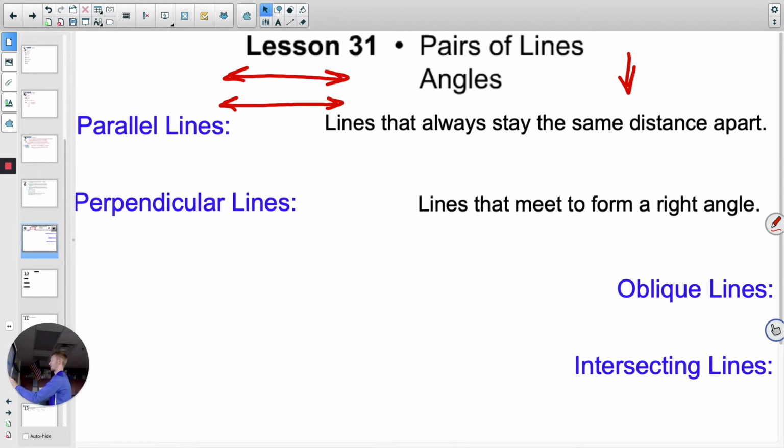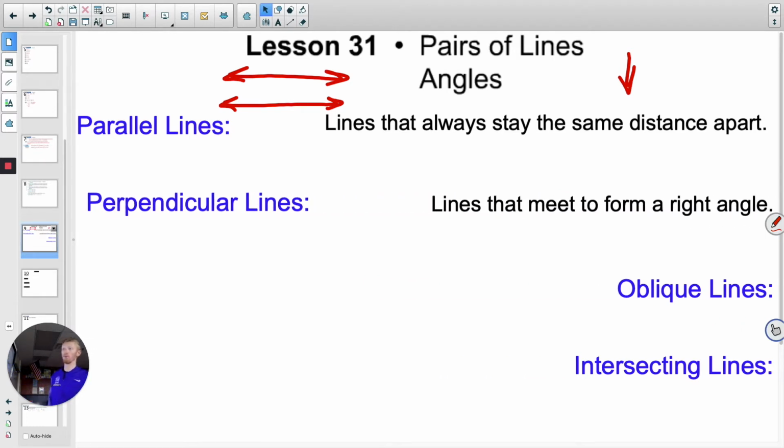Perpendicular lines, lines that form a right angle. So if you put your arms like this, like make a plus sign, those are perpendicular lines. Or like this, or like an X, those are perpendicular lines. So these would be a drawing of lines that are perpendicular. They meet and they make a right angle where they meet.